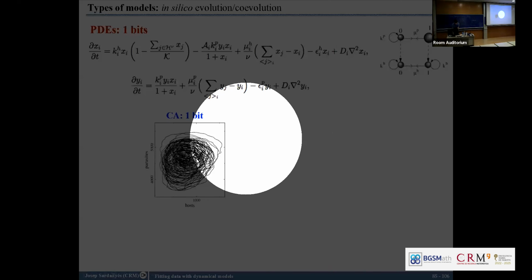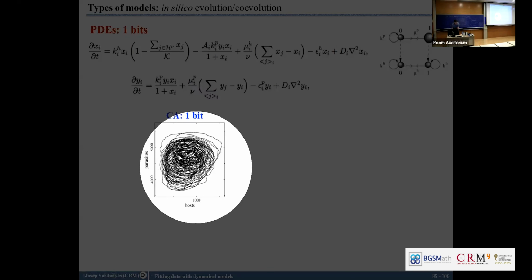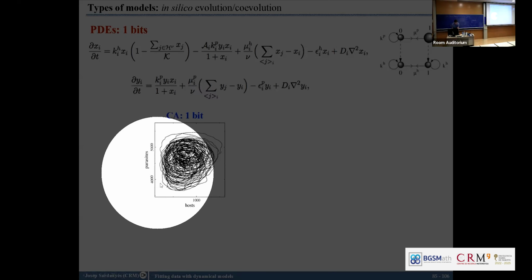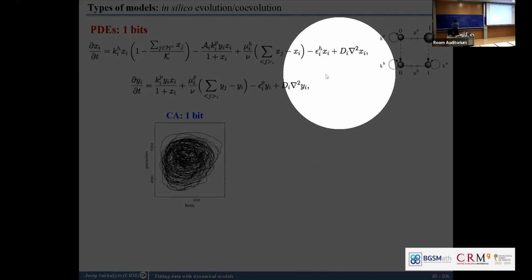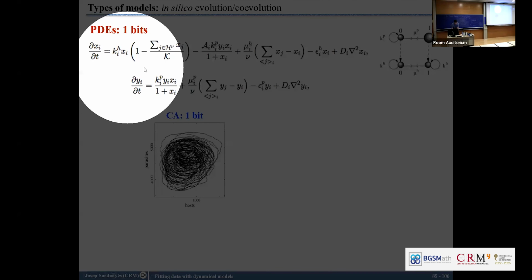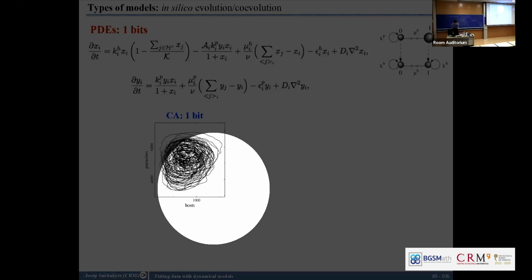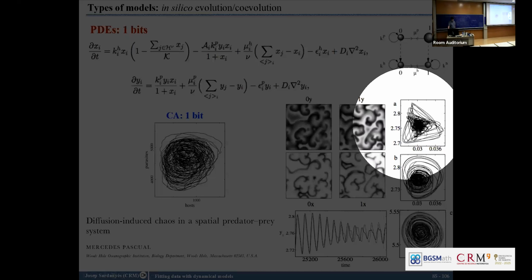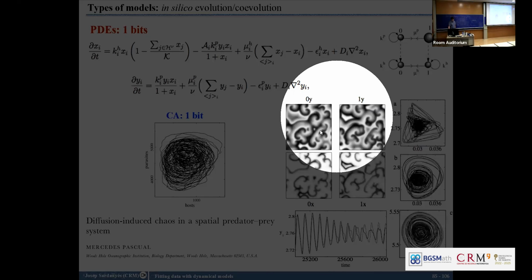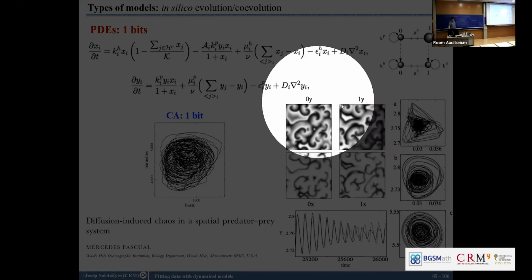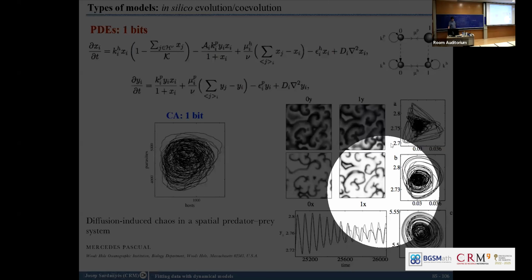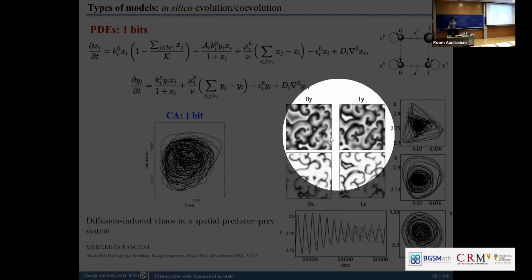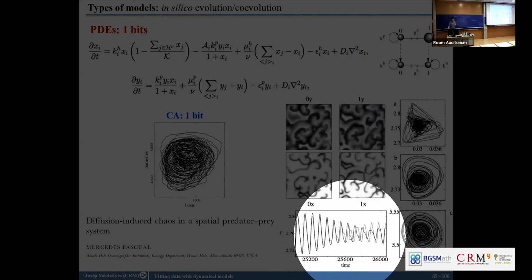This is what we got with a cellular automata in which we have a space with 1 bit for the whole population, hosts and parasites. So if I take 1 bit and use this model, which is different because it's time continuous, whereas this is a cellular automata, I got these things. These are some of the attractors. And these are the spatial patterns from 0y, 1y, 0x, and 1x, prey and predators. And I think this is spatiotemporal chaos, but I'm not confident about the numerical simulations.